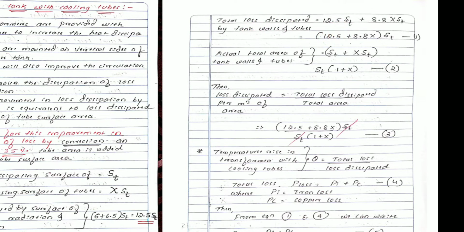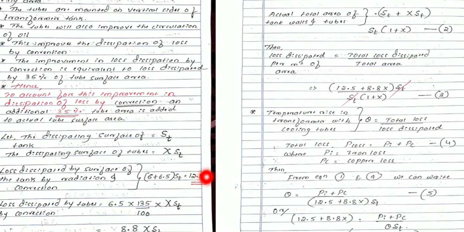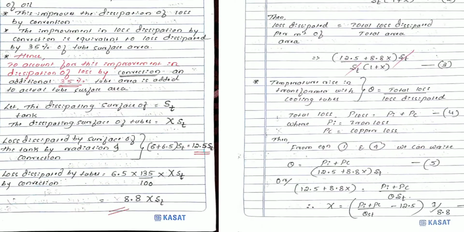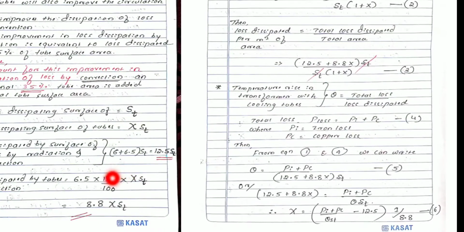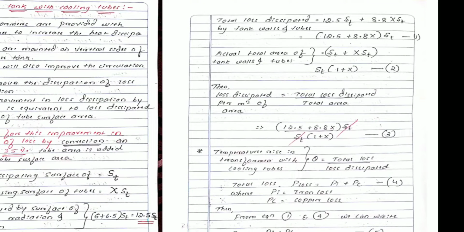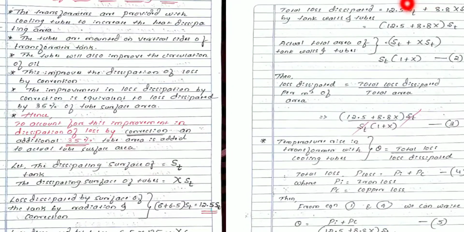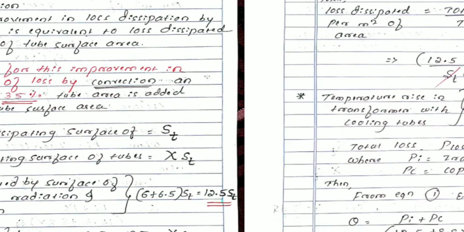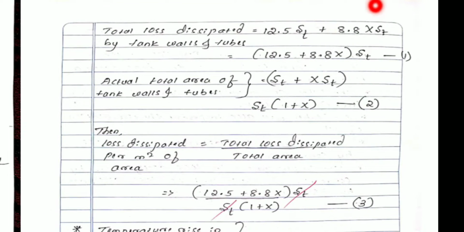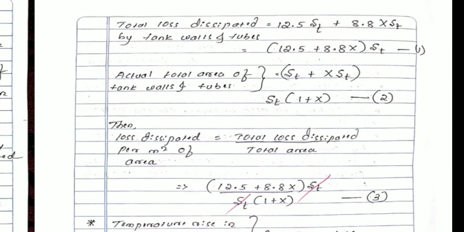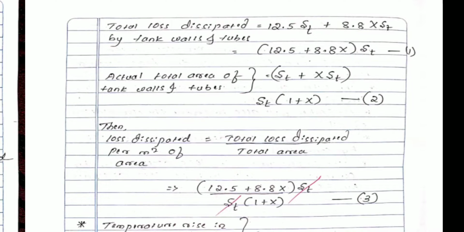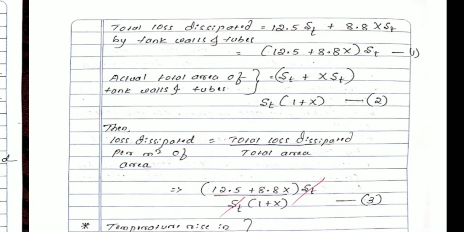See here, the total loss dissipated by tank walls and the tubes. How will we write? The first one is by the radiation and convection process, which is 12.5 ST, and the loss dissipated by the tubes by convection process is 8.8 XST. By adding these two, we get the total loss dissipated by the tank as well as the tubes. So 12.5 ST plus 8.8 XST. What is common between these two factors? ST, I take it outside: 12.5 plus 8.8x into ST. Getting my point? This is the heat loss dissipated, either by the radiation and convection process, and one more alone through the convection process that I had taken here.